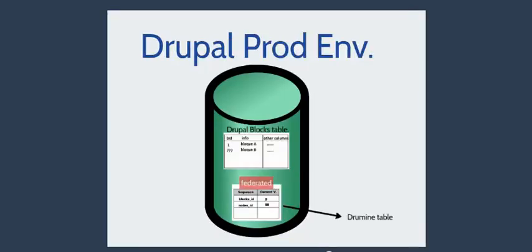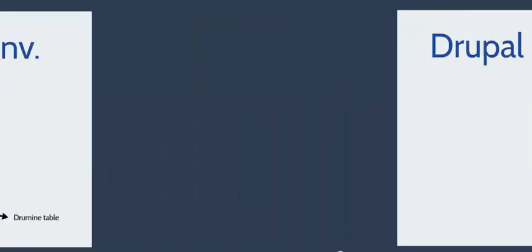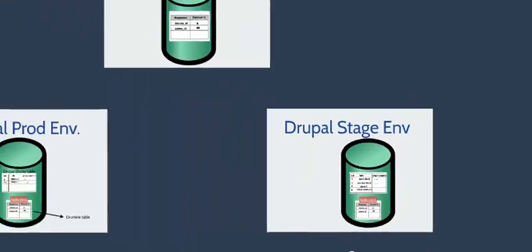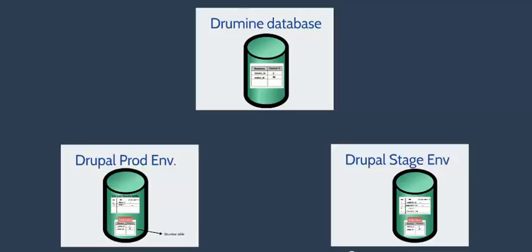The Drupal production environment database will have the Drupal tables and also a federated table of the sequence. The Drupal stage environment database will have the Drupal tables and also a federated table of the sequence. The idea to have the Drumine database and the federated tables is that both the prod and stage databases of Drupal will be able to get the next ID for any sequence.